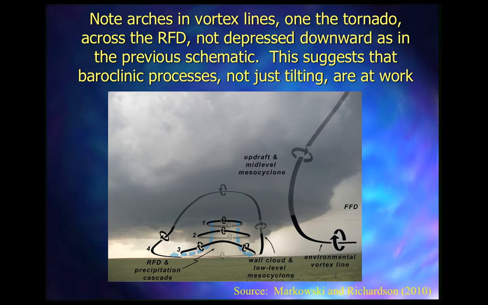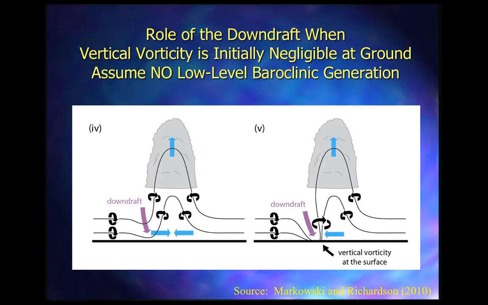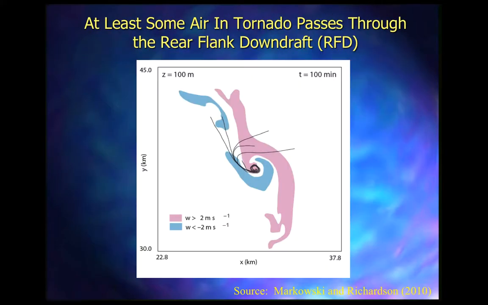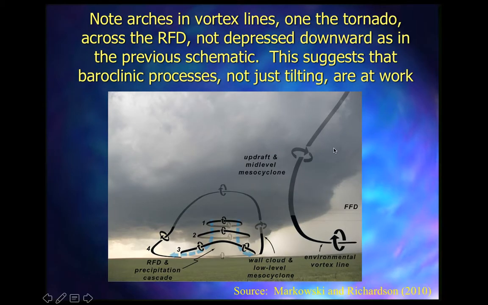Now, numerical simulations have also shown that we get so-called arches in the vortex lines here. One, it says, in the tornado, across the rear flank downdraft, not a depressed downdraft as in that previous schematic. Okay, so the previous schematic suggests that it's only due to tilting of environmental vorticity due to the shear of the environmental wind. It says right here, assume no low-level baroclinic generation. So again, we're not talking about anything to do with a gust front. Now we're saying, well, wait a second. Numerical simulations show that vortex lines don't behave exactly like what we just saw. There actually is an effect that looks to be baroclinically generated vorticity, and that is because you get this kind of an arch here in the vortex lines that can't be explained by the simple theory we just looked at. Okay, so let's look closely at this figure.